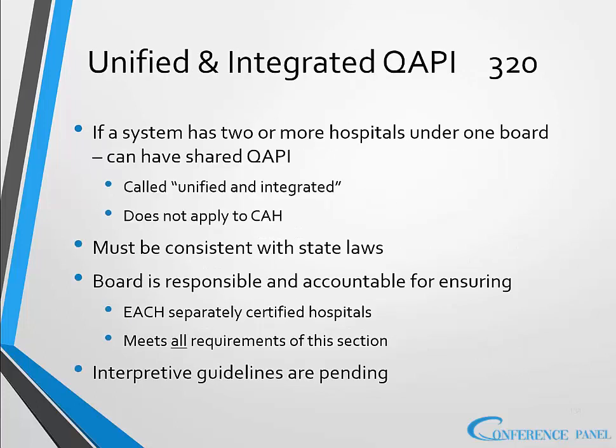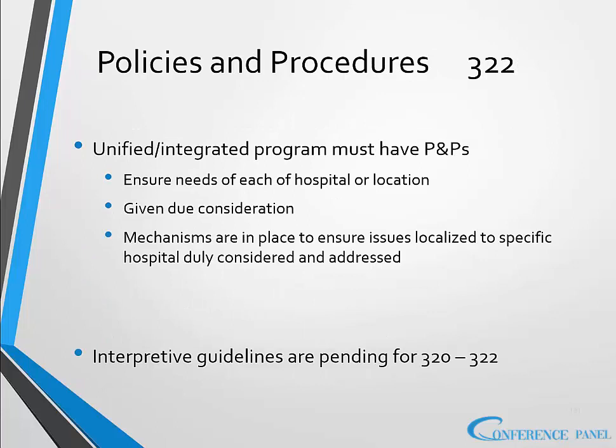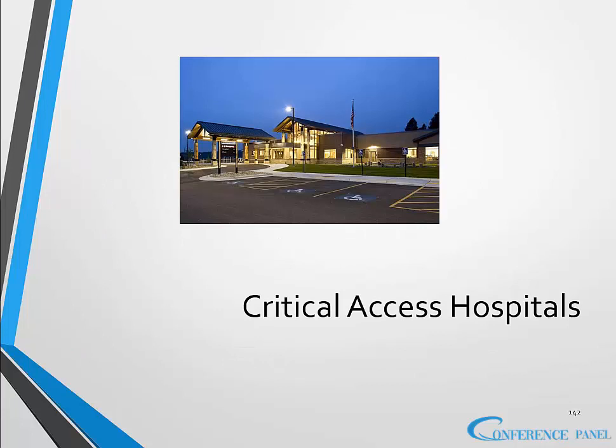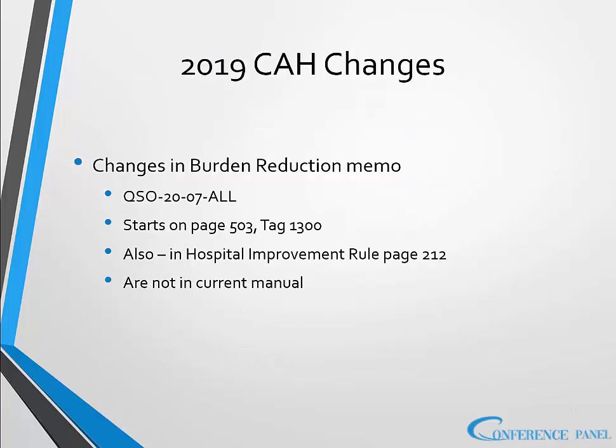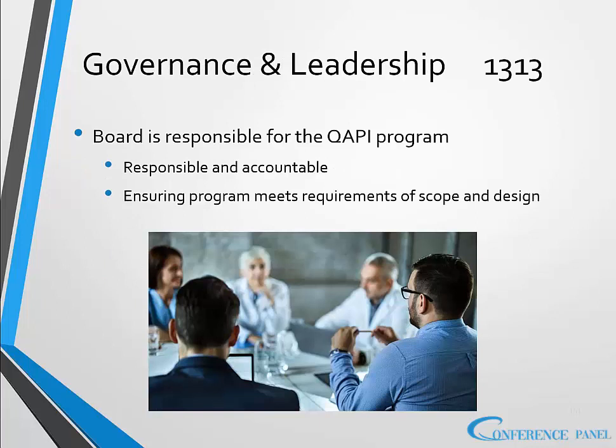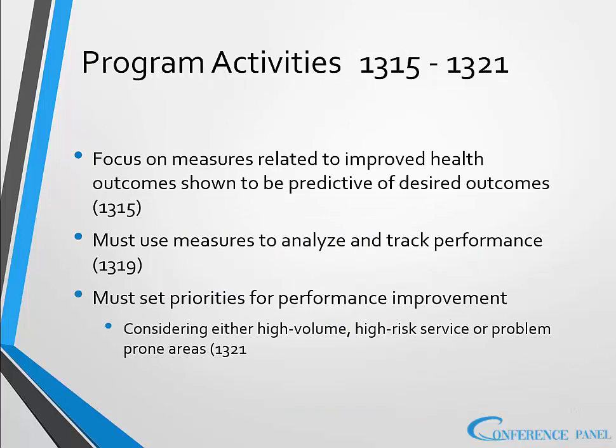All right, briefly on unified integrated. If you have 2 or more hospitals under one governing body, you can have a shared program. You have to have policies and procedures that make sure each hospital or location is given consideration. All right, as we start to wind down, I do want to just go over critical access hospitals. Again, there were changes in 2019, the burden reduction memo. The board, and I'm going to say board collectively here because it could be an actual body, a couple people, or one. Critical access hospitals can have one designated individual acting as the governing body. Measures have to focus on those to improve outcomes.